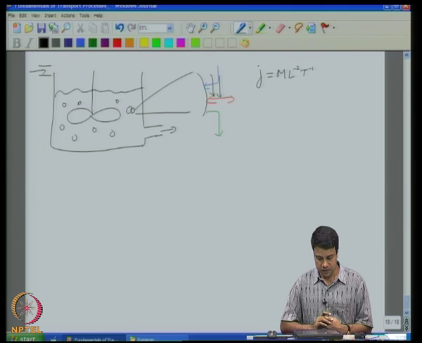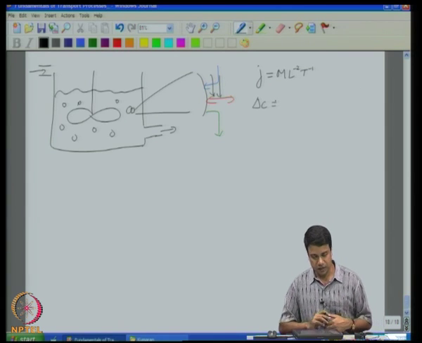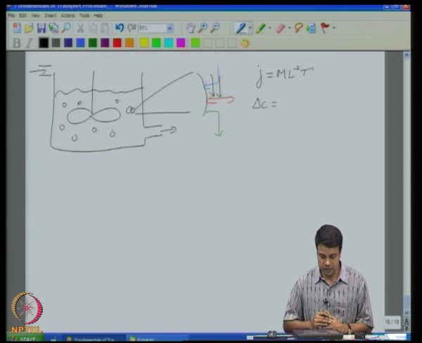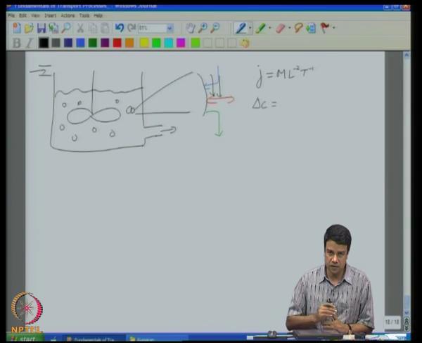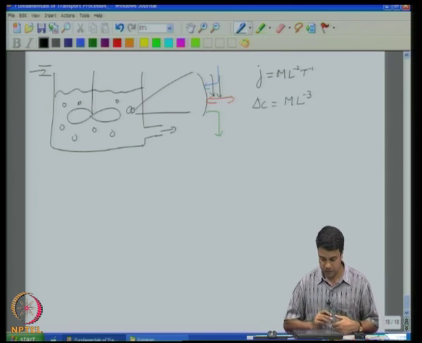The mass flux to this catalyst surface in the mass transfer problem is going to depend upon the concentration difference between the catalyst surface and far away, the difference between the concentration on the surface of the catalyst and the concentration far away. That difference in concentration has dimensions of mass per unit volume.